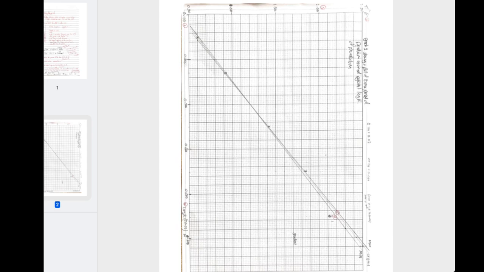So sort of the steepest and the least steep line of best fit that you think you can get away with. And you can also work out a gradient from each of those as well. So this is what we refer to as a max and min gradient.